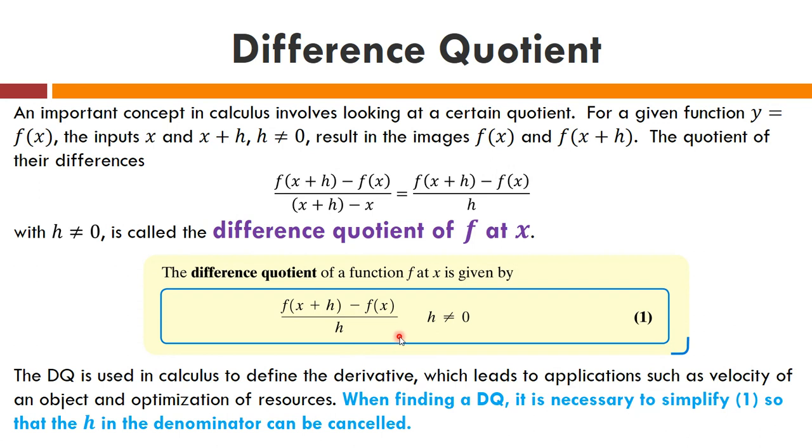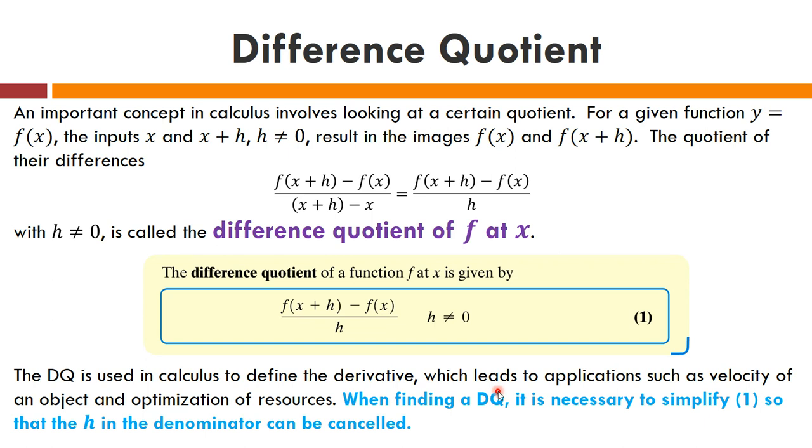So for those of you that plan on going on to calculus, you will use this in the future because that's how we derive the definition of a derivative. And we use derivatives when we're talking about things like velocity of an object and optimization of resources. But for us, we're not going to go that deep. We just need to know how to simplify a difference quotient, or I've abbreviated it as DQ.